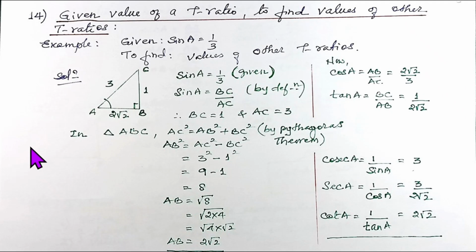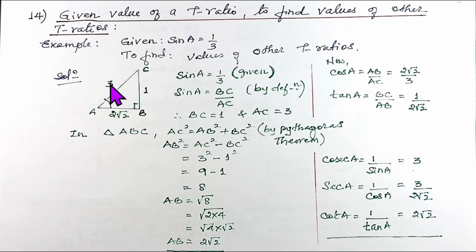Now a very important example to understand: given a value of a T ratio, find the values of the other T ratios. Let us understand. Now we are given sin A is equal to 1 upon 3. This is a ratio given to us because we know what sin A is, and the ratio is 1 upon 3. Now we are asked to find out the values of the other trigonometric ratios. In triangle ABC, sin A is equal to 1 by 3 means opposite side upon hypotenuse is 1 upon 3, therefore BC is 1 and AC is 3.